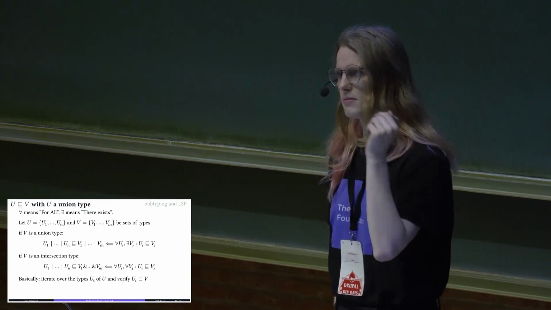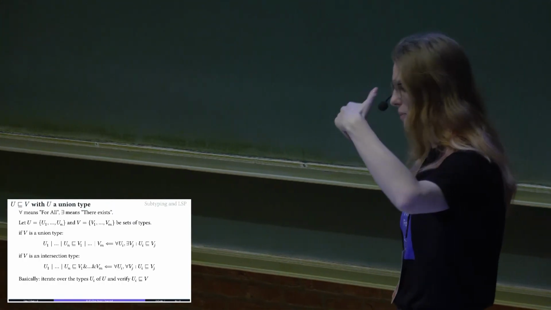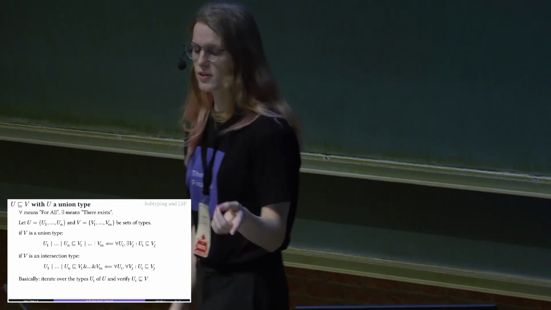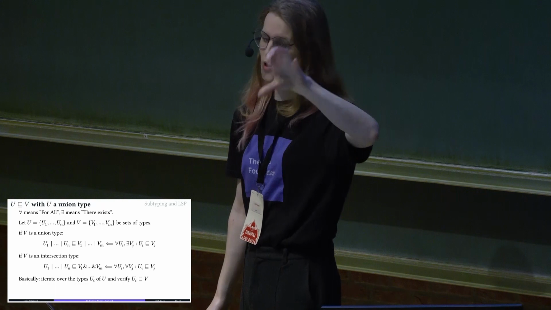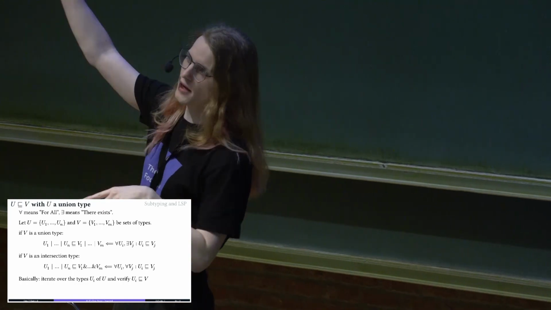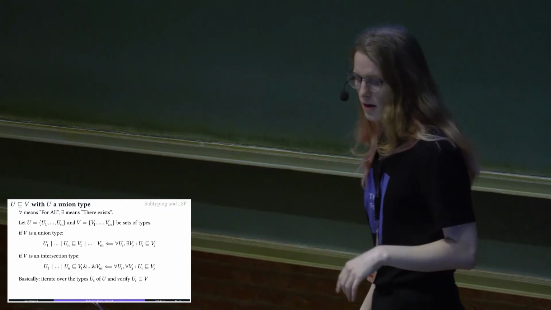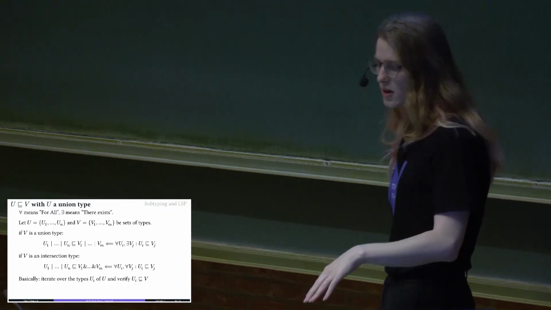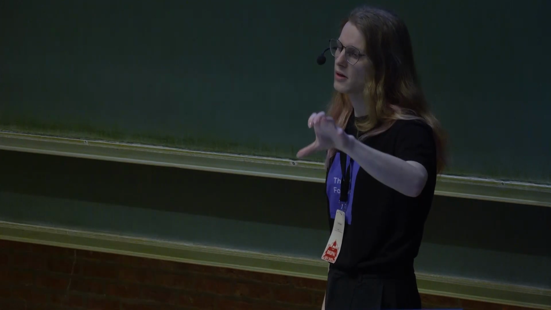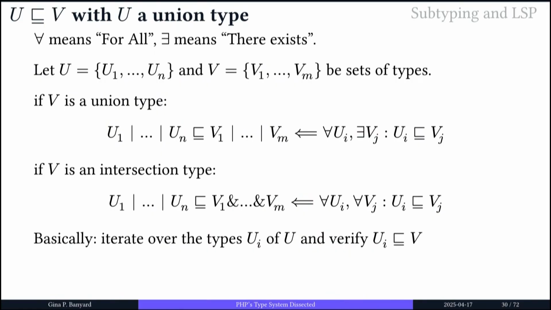So if we want to check that our union type is a subtype of another union type, we need to check that every single element of our union is at least a subtype of one of the elements of the other union. And if V is an intersection type, well, then we need to check that every single element of our union type is a subtype of every single intersection.